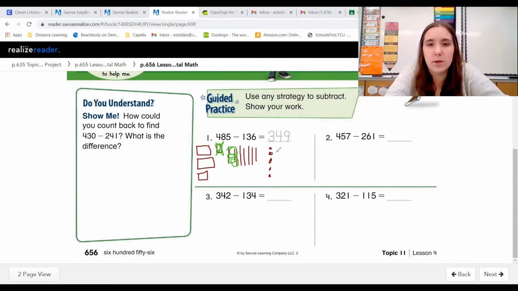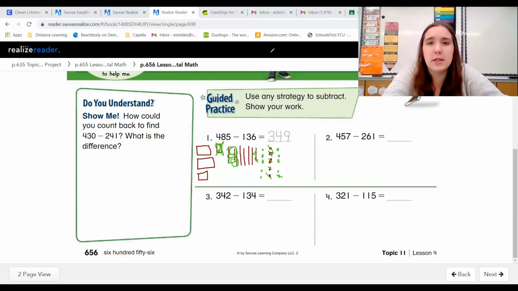Now I only have 5 ones, so I'm going to make one of my tens into 10 ones. So 1, 2, 3, 4, 5, 6, 7, 8, 9, and 10. And then I need to cross off 6 of these. So 1, 2, 3, 4, 5, and 6.